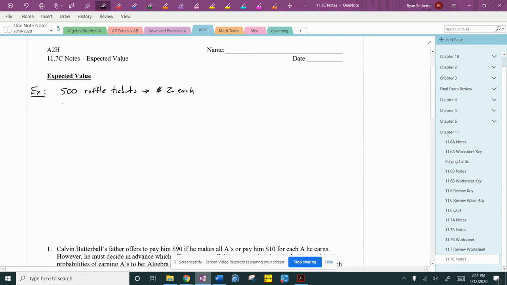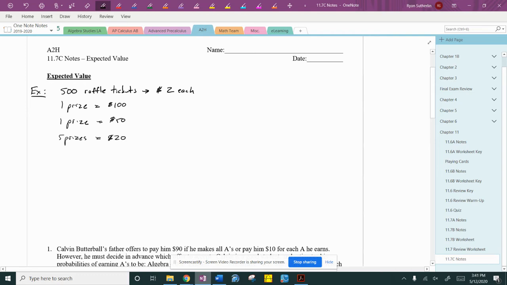There's going to be one first place winner, who is going to get $100. The second prize, there's going to be just one, so second place is going to get $50. And then there are going to be five third place winners, so five prizes, and those third place winners are going to get $20 each.